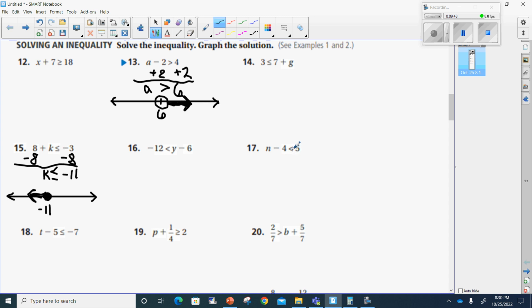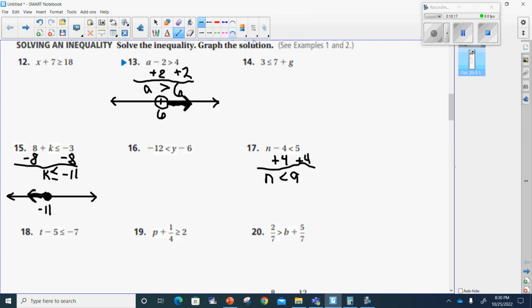All right, let's go to number 17. I need to get rid of this negative 4 that's within. I'm going to add 4 to it. Whatever I add to one side, I add to the other. n comes down. So did my inequality symbol. I'm not going to put 4 minus 4 is 0. I never put plus 0. That's a waste of time. And 5 plus 4 is 9. So n is less than 9.